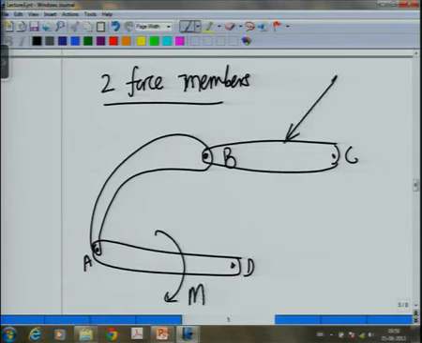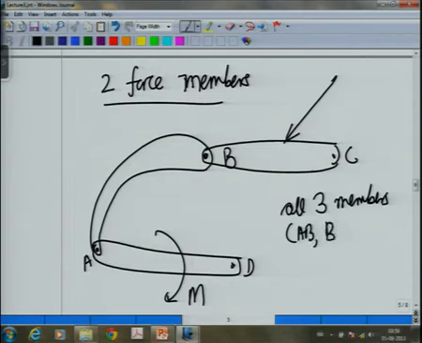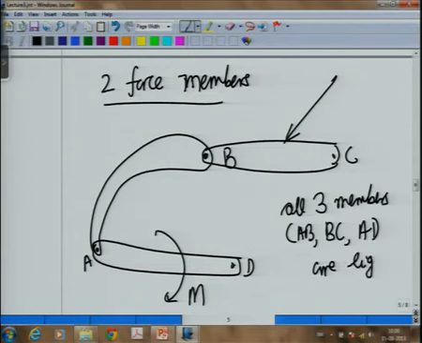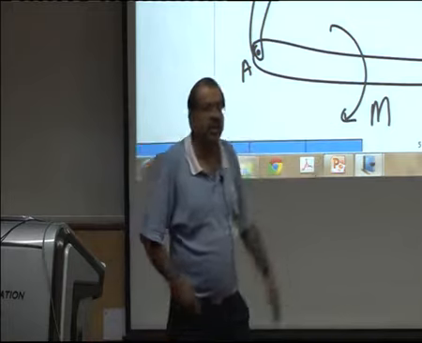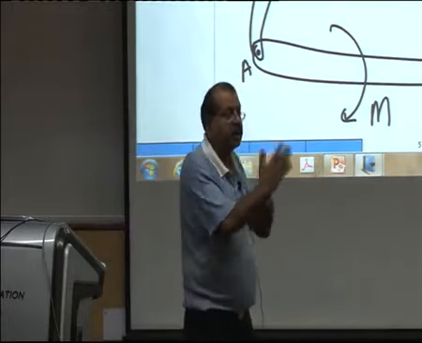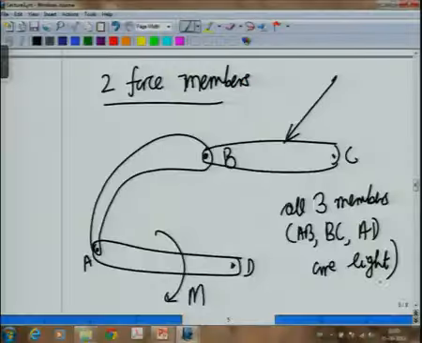on AD a moment is acting. So, this is the loading, and all the three members, that means AB, BC and AD, are light. What do I mean by light? It is not light as opposed to not dark, but it is light as opposed to not heavy. So, that means their weights can be neglected.